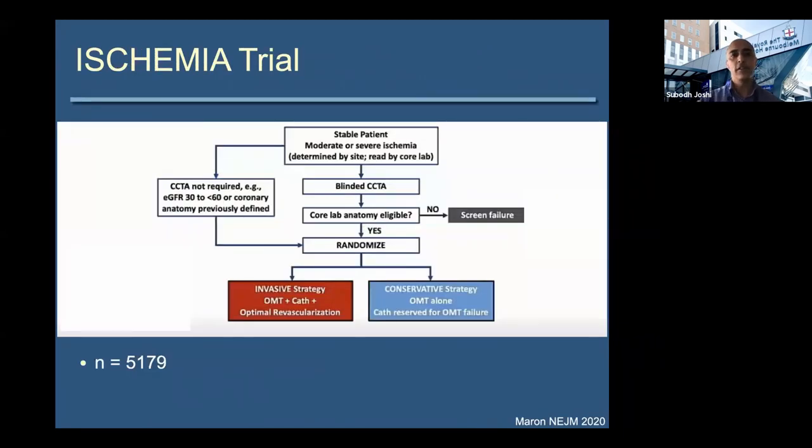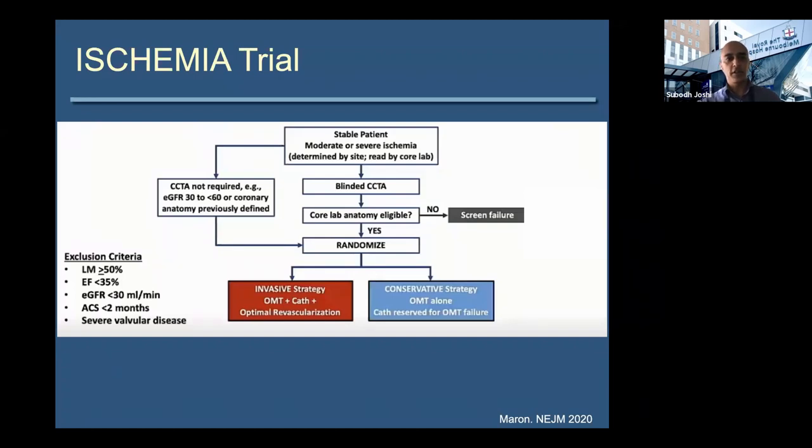So the final trial I just wanted to mention is, of course, ISCHEMIA. And I'm sure you've talked about this in your own journal clubs or will. This is a trial that we were waiting for a decade for, we were all so excited about what this would show. So stable patients with moderate or severe ischemia on a stress test who were then randomized to a routine invasive strategy with cath and revascularization, or a conservative strategy with initial medical therapy alone. The exclusion criteria included EF less than 35%, but also left main stenosis greater than 50%.